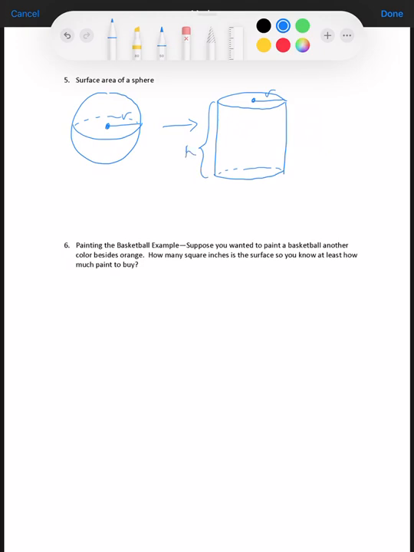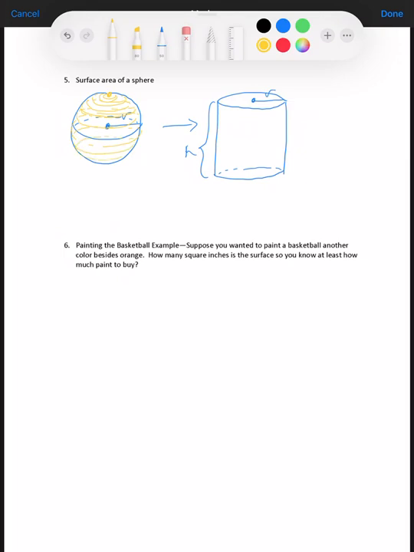Okay, so we're going to relate these together. In class, if we were to do this, we take a string and wrap it around the sphere like this. Start at the top, and start wrapping it around. We wrap the string all the way around the sphere.